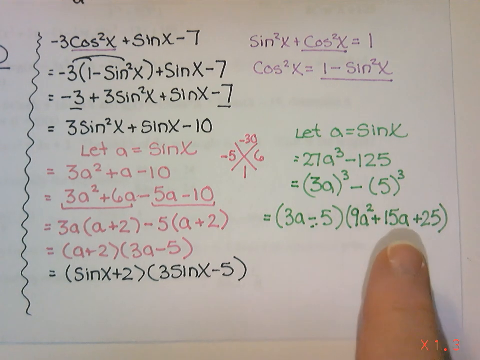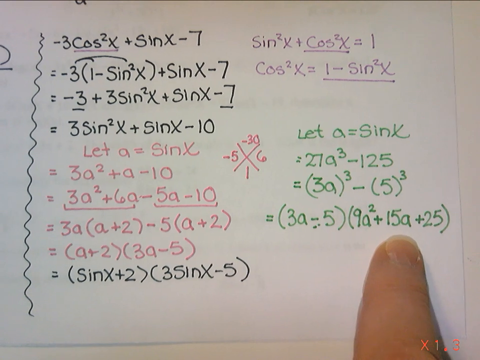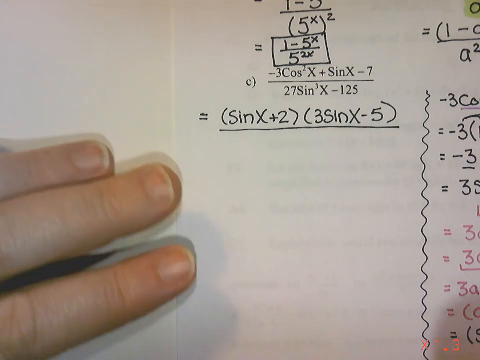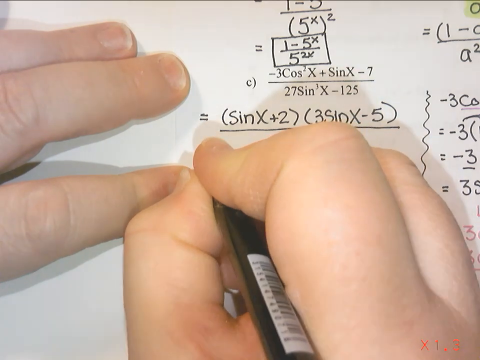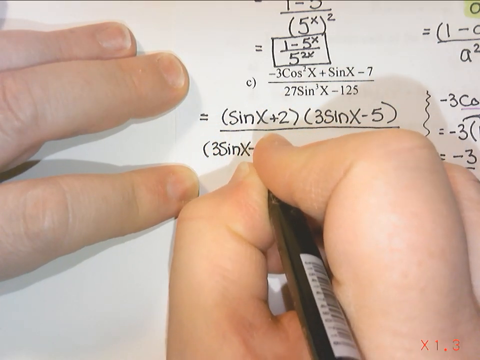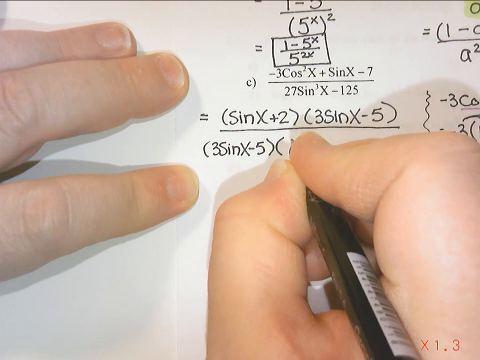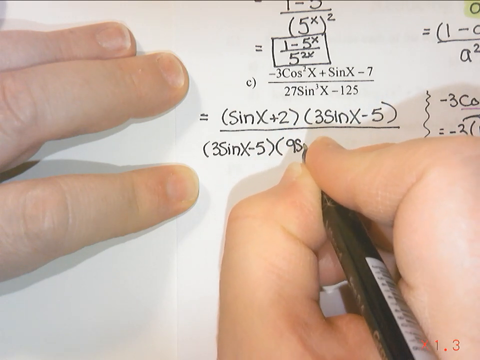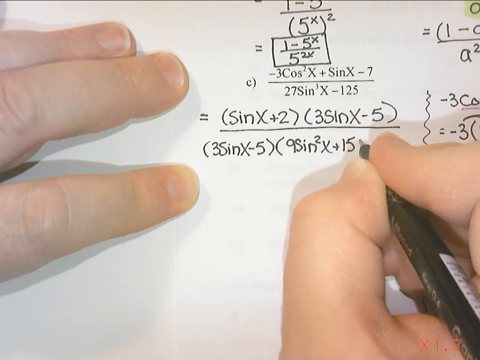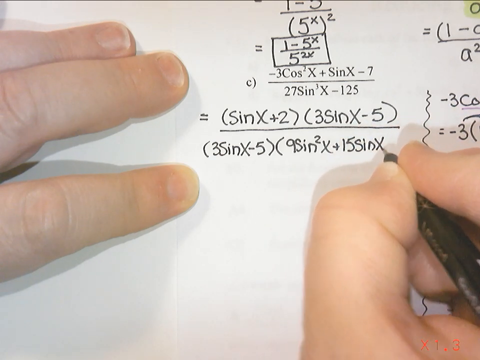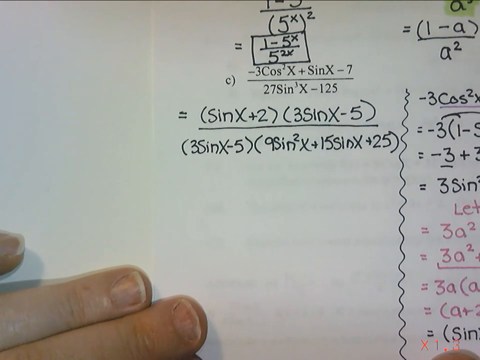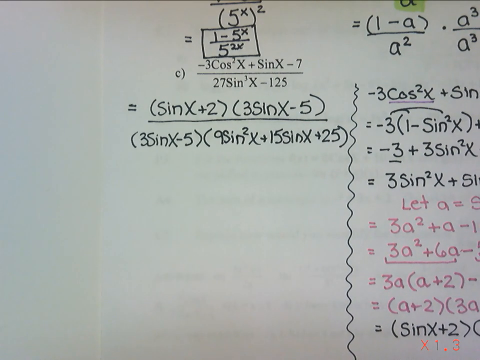Okay, so I'm going to take this. Everywhere we see an A, we're putting back in the sine. I'm just going to write that over here. So this is 3 sine x minus 5 times 9 sine squared x plus 15 sine x plus 25. Sorry, I had to try to write as small as I could to get that all to fit.